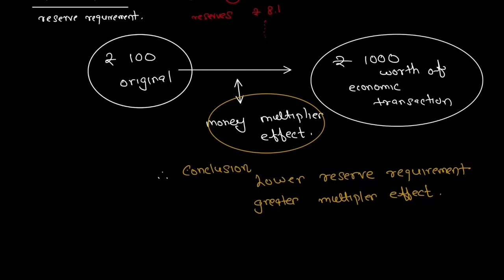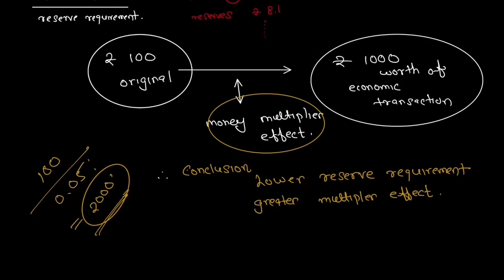So what is the conclusion? The lower you will keep the reserves requirement with the banks, the greater will be the multiplier effect. How is it happening? Because had the reserves, let us say, been only 5%, then it would have been divided by 0.05. So it would have created some 2000 bucks. So the lower you will keep the reserve ratios that the banks are required to maintain. Now, how is this reserve ratio decided? These are decided by the central bank policies, okay? So we are not going into that level of depth, but the lower the reserve ratio, the greater will be the multiplier effect.